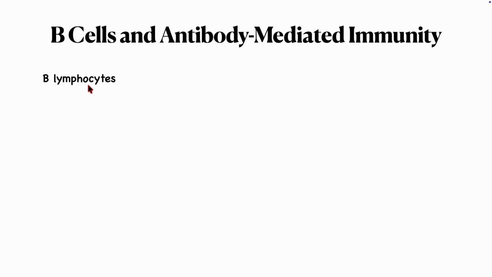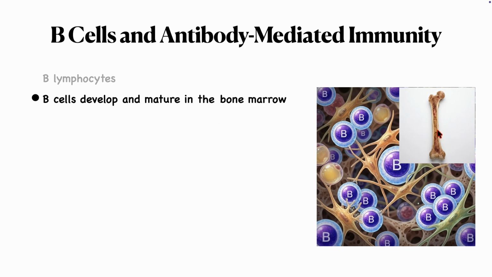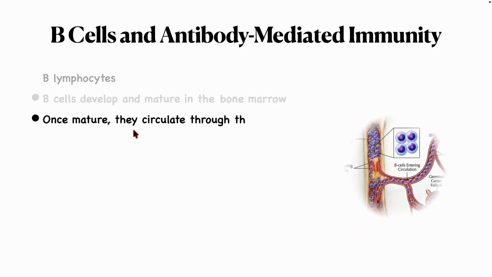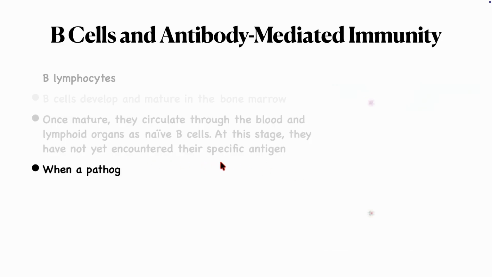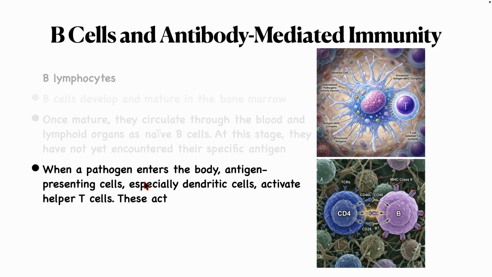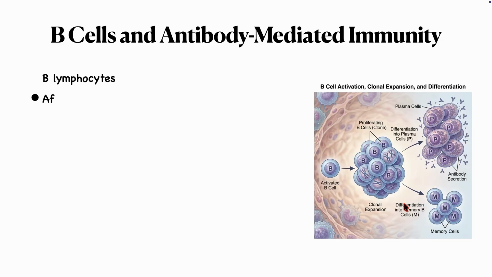Let's begin with B lymphocytes. B cells develop and mature in the bone marrow. Once mature, they circulate through blood and lymphoid organs as naive B cells. At this stage, they have not yet encountered their specific antigen. When a pathogen enters the body, antigen-presenting cells, especially dendritic cells, activate helper T cells. These activated helper T cells then provide signals to stimulate antigen-specific B cells.